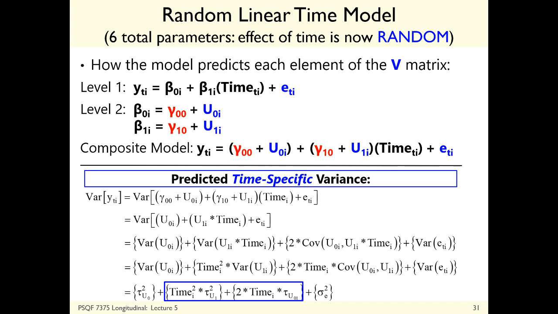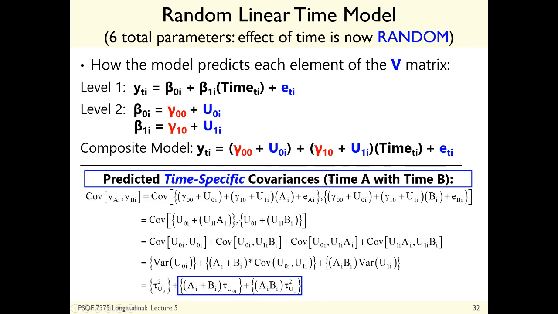Also factoring in is twice that particular occasion and the covariance between the intercept and the slope. So the covariance factors in here too. Likewise, covariance between any 2 occasions derives into this. The front part, the random intercept variance, was there when we just had a random intercept.